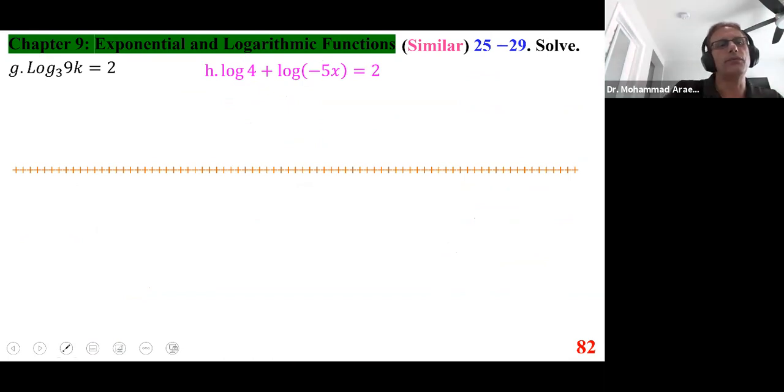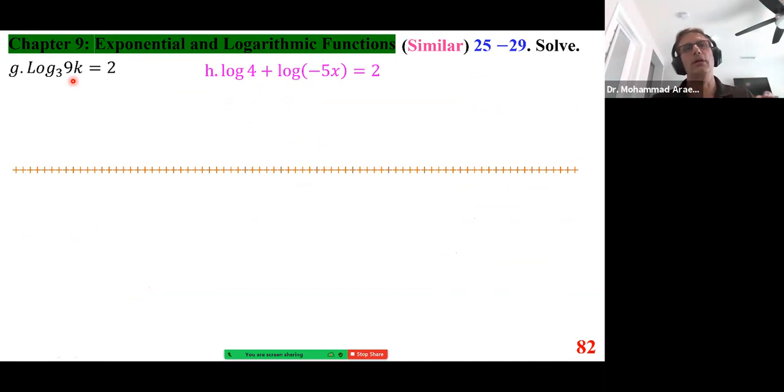All right, how do we solve this? Anytime we have a single log on one side, and a number on the other, all you have to do is use the definition. So by definition, 9k is equal to 3 squared. Just the definition. So k becomes 1.